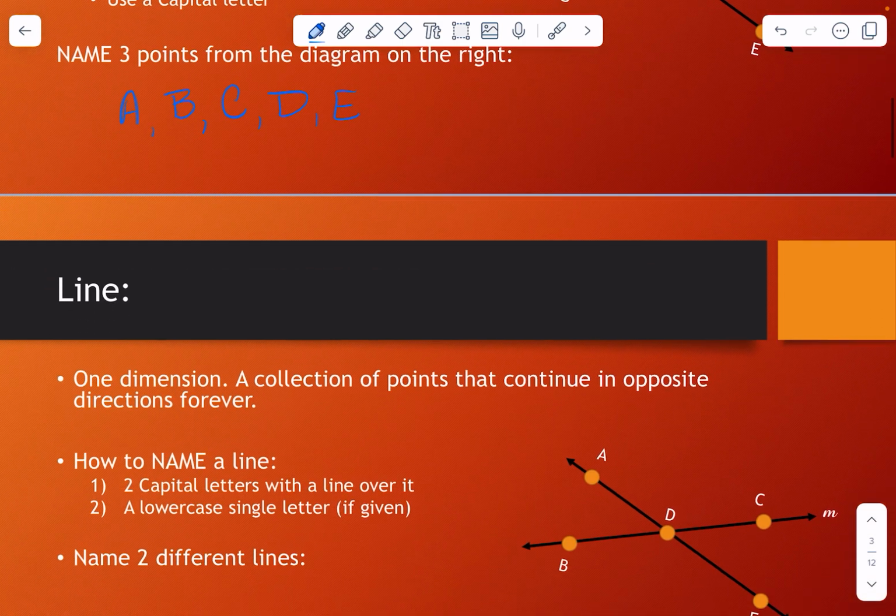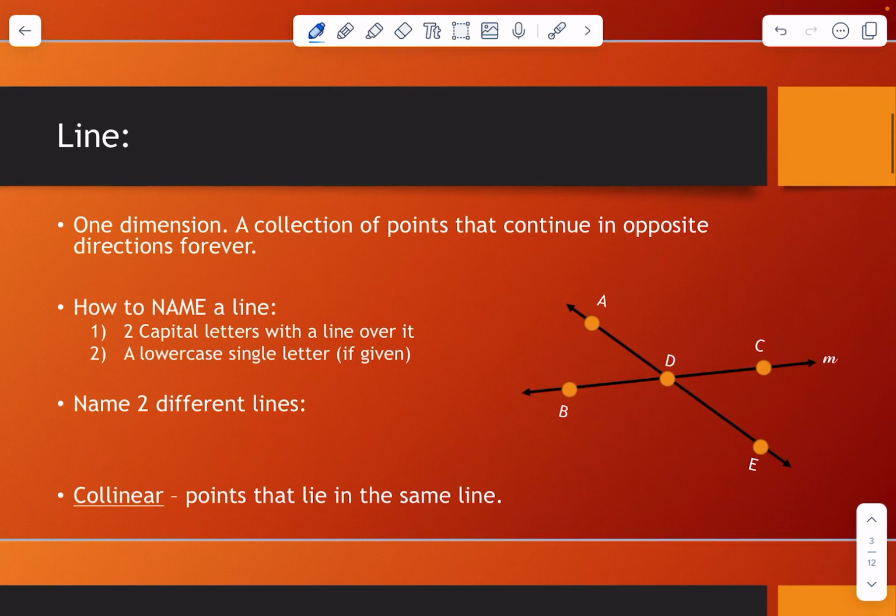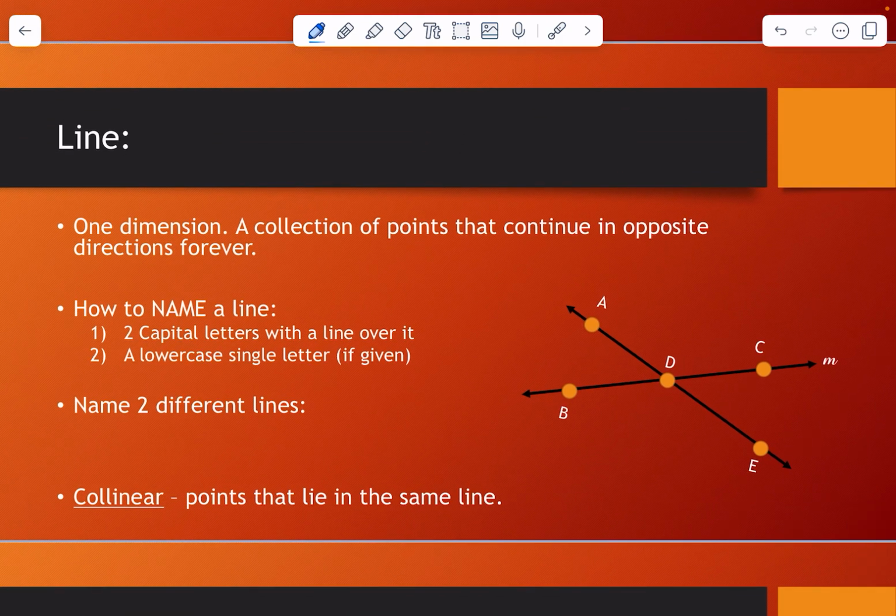Okay. The second thing that we need to learn how to write or identify is a line. A line is simply a one-dimensional figure. It is a collection of points that continue in opposite directions forever. Okay, so it is just an infinite number of points that lie in a line that make that line.